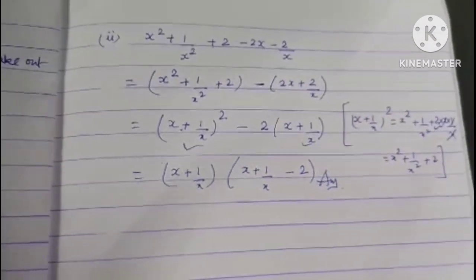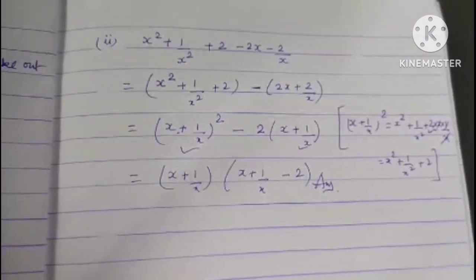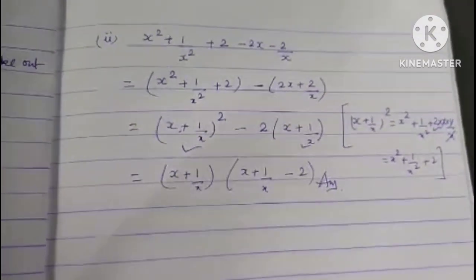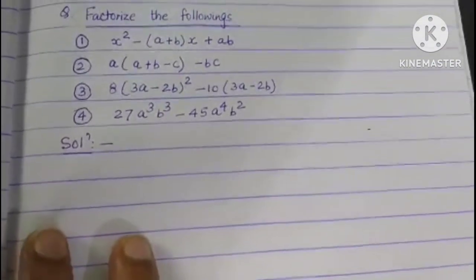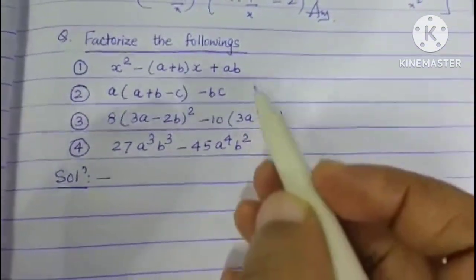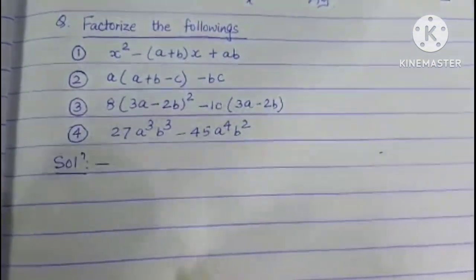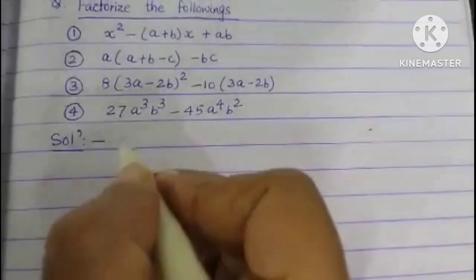Now let us move on to questions and answers. Let us solve some problems. I have taken 4 questions. 2 are having type of groupings and 2 are having direct common factors we can take out. So let us check one by one.